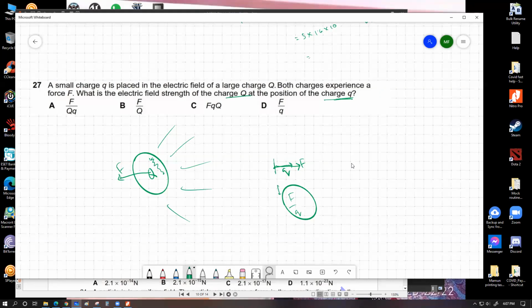Because the force at this position is not experienced by this one. At this position, the force is experienced by this small q charge. The force was exerted by this charge. So the charge that is present at this location is small q. So the field will be calculated using force on unit charge for that location.